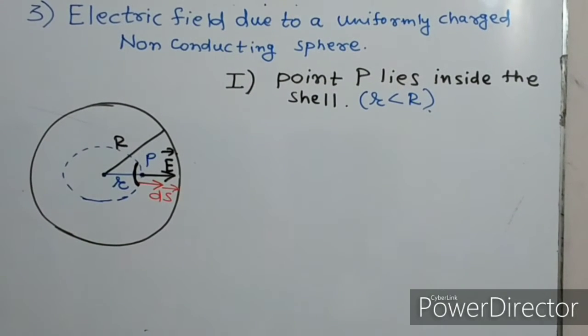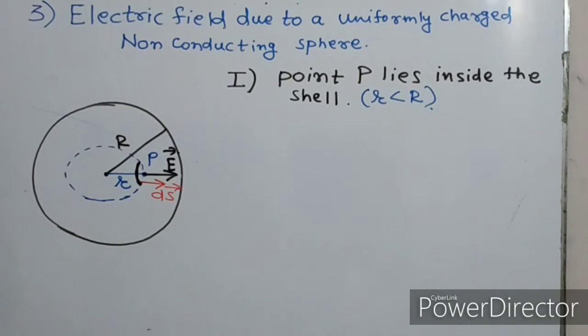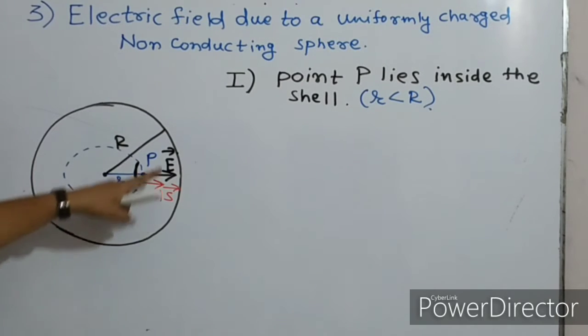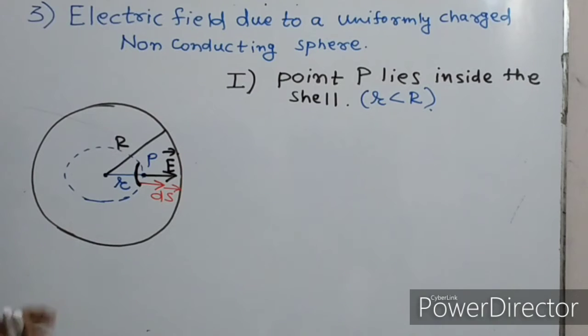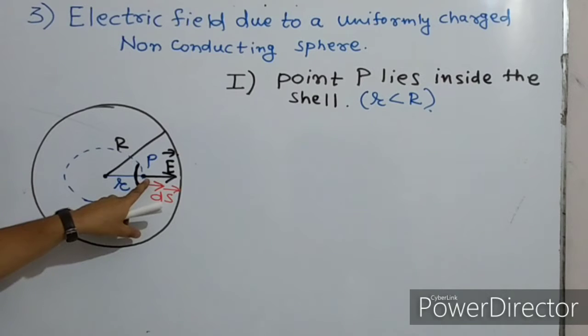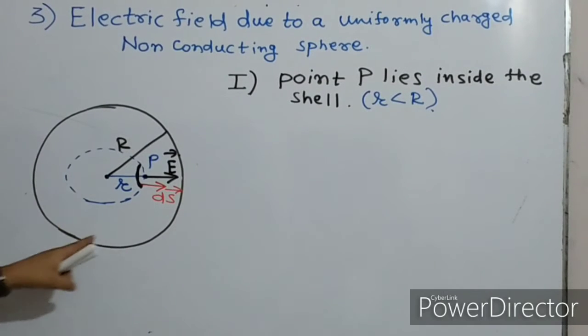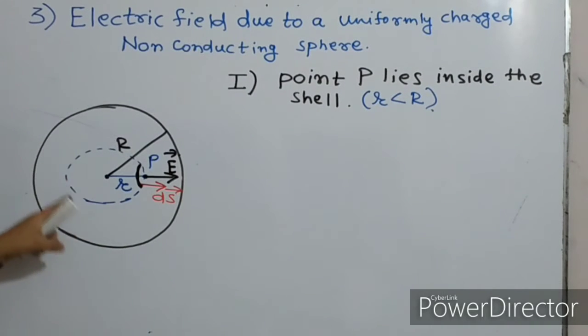The third application of Gauss theorem is to find electric field intensity due to a uniformly charged non-conducting sphere. In this case there is a non-conducting solid sphere, and inside it there is a point P where we have to find electric field intensity. To find it at this point P, we consider a Gaussian surface here. You can see this is the Gaussian surface.